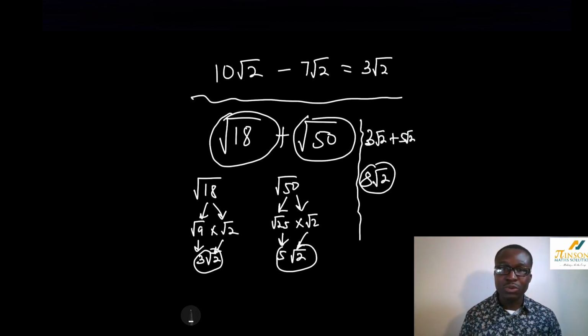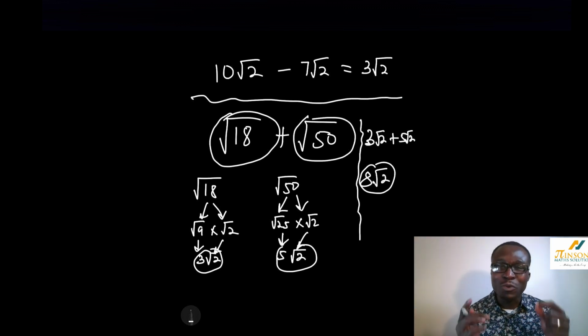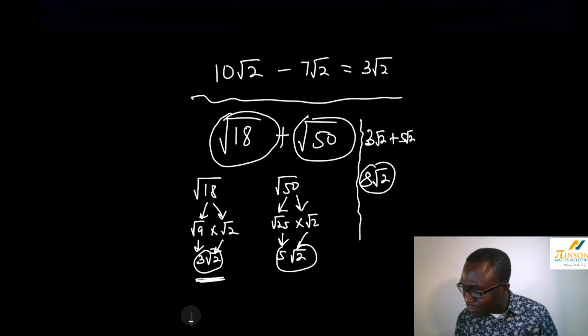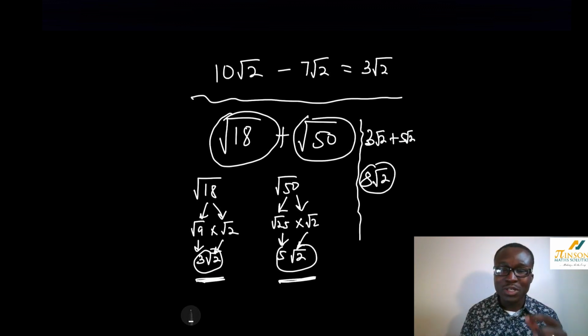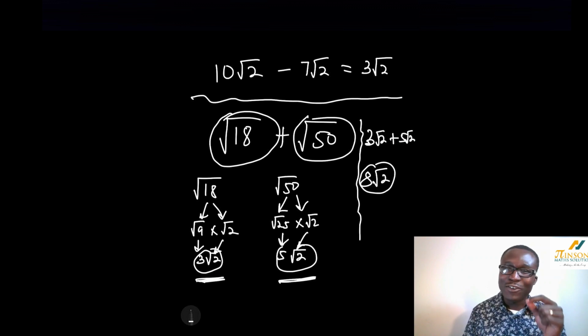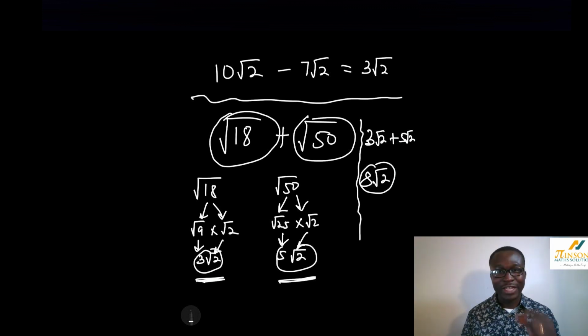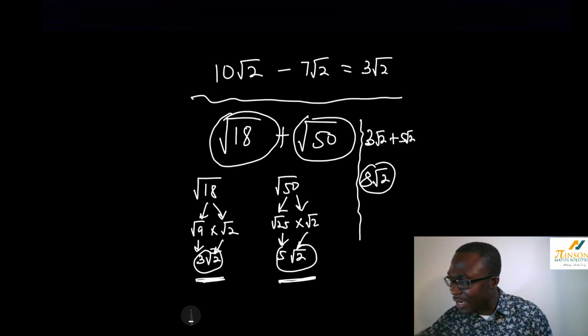Why have we been able to do that? We have to manipulate our numbers. We have to manipulate these surds so they have the same roots. Remember, they must be alike to be able to simplify. If they are not alike, we cannot add, we cannot subtract them. It is very important. Another example here.